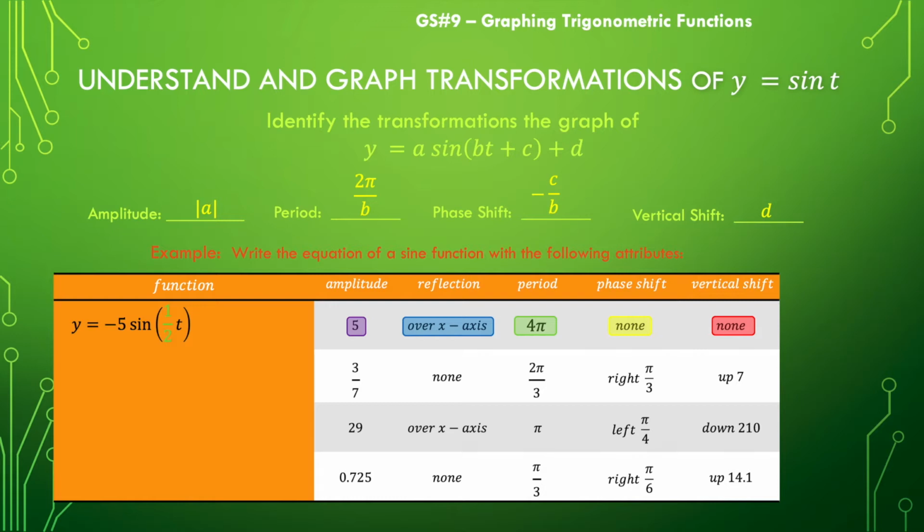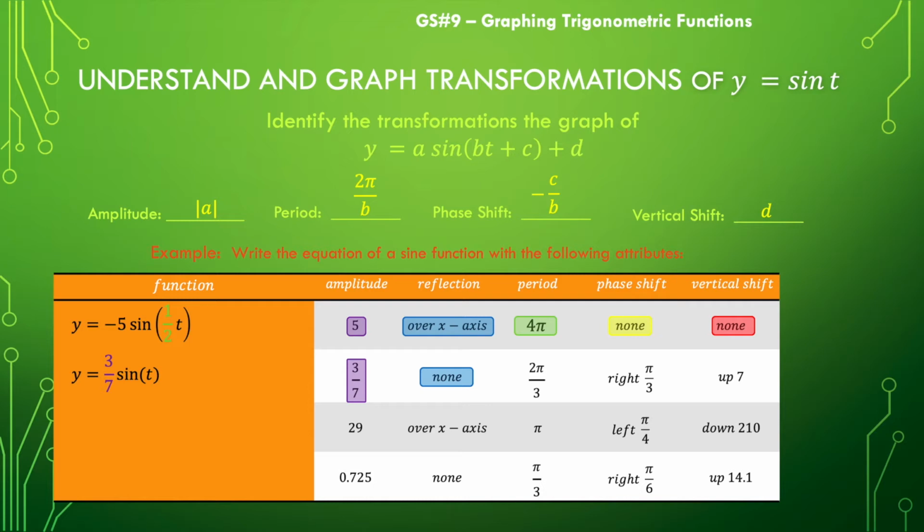Okay, so you kind of understand how this goes. Let's try the next one. All right, start with your parent function. Y is equal to sine of t. Go ahead and add the amplitude in. And we can go ahead and add the reflection since there is none, right? So y is equal to 3/7 times the sine of t.